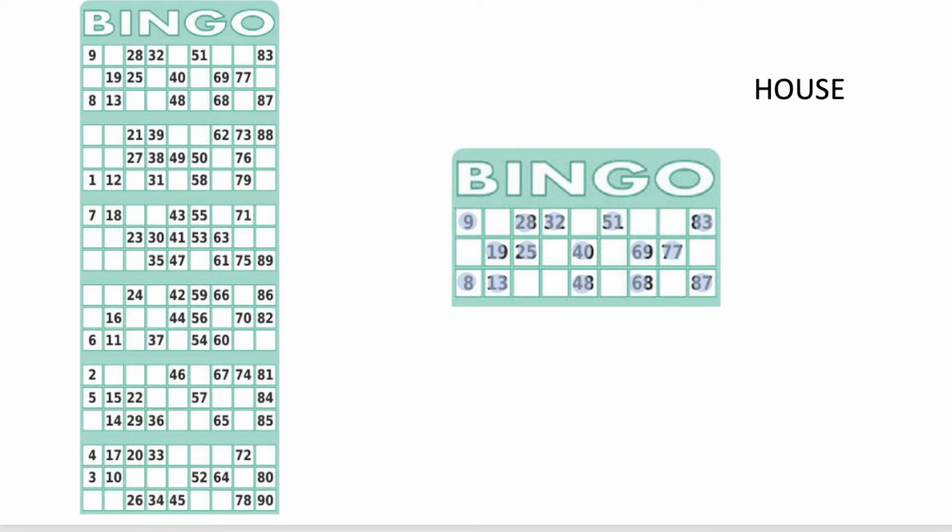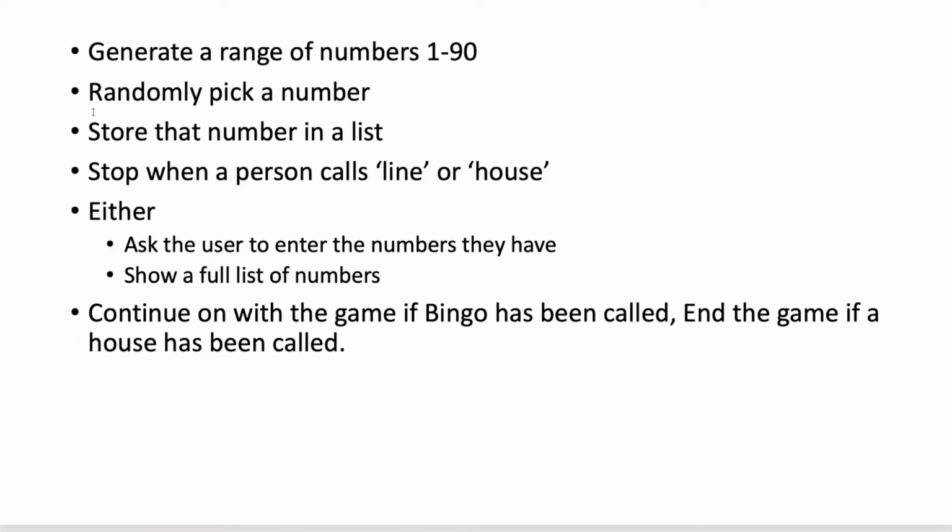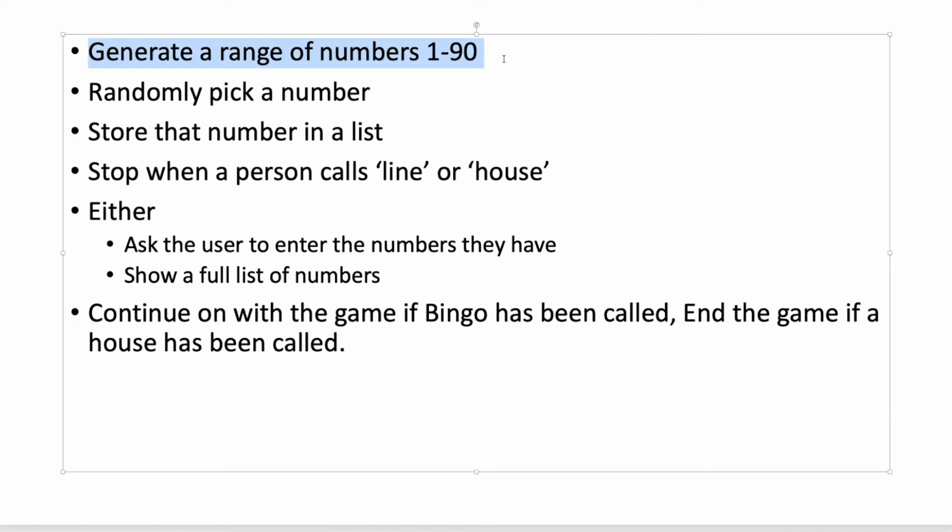Now, there are a few requirements of this program. So these are the requirements. So the first part is to generate a range of numbers 1 to 90, and I'm going to show you how to do that in a second, which is very easy. The second part is that we're going to then randomly pick a number, and we're going to store the randomly chosen number in a list, and don't forget this loops around every time.